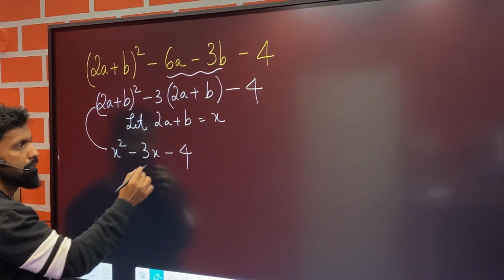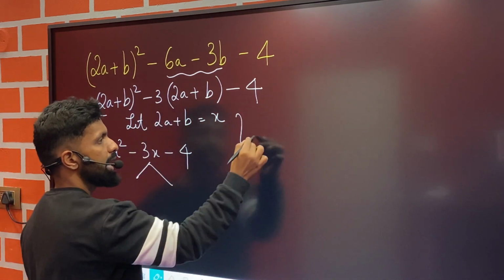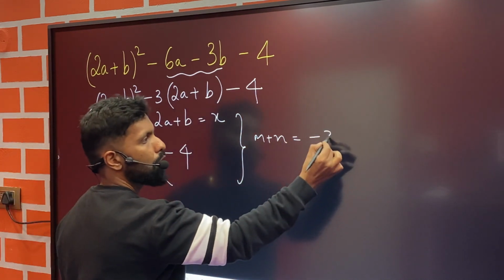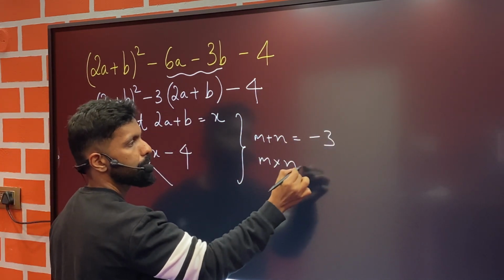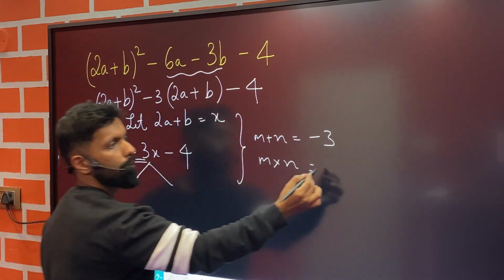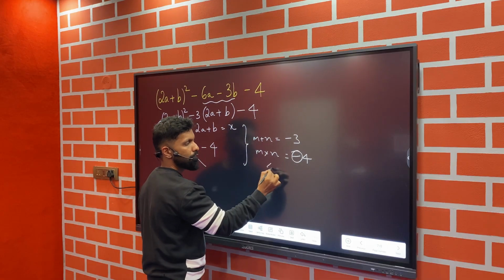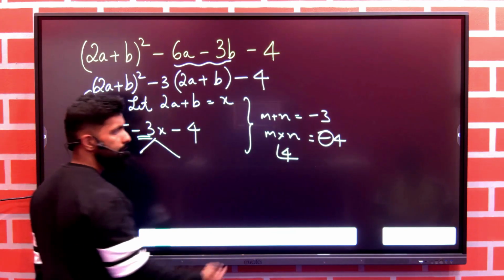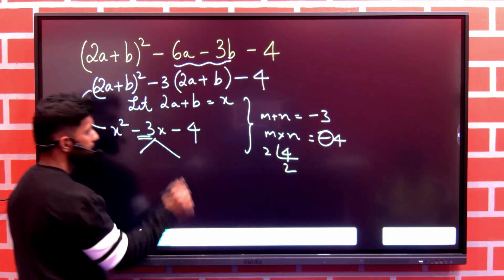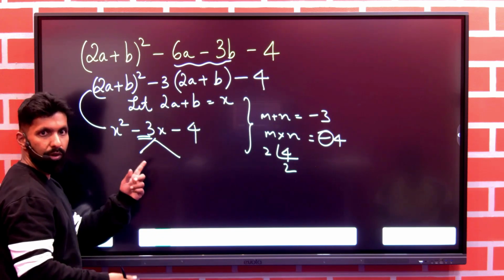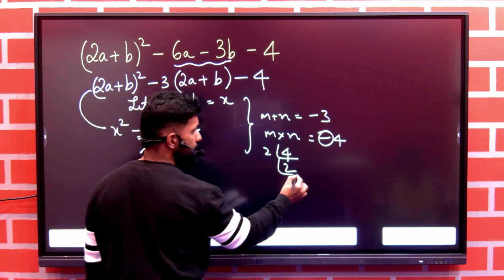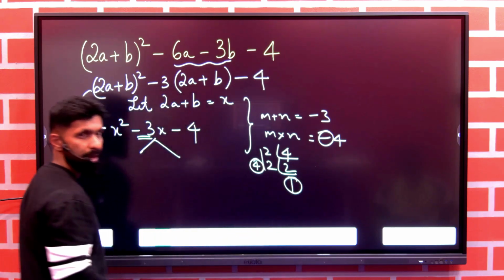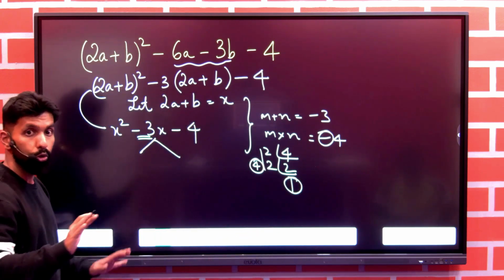Never mind. Yes? Split the middle term. What's the condition? M plus n should be minus 3. M into n should be minus 4. Keep the minus sign in your mind. Take 4 and factorize. For all the questions, the method is the same. With 2 and 2, add or subtract, can you get 3? You can't. So proceed. With 4 and 1, if you subtract, you will get 3, correct? So those are the factors.